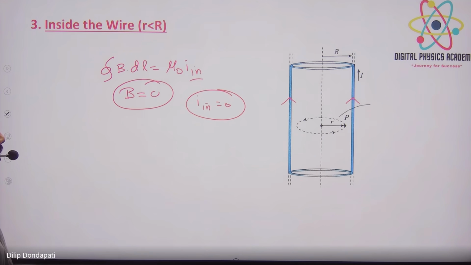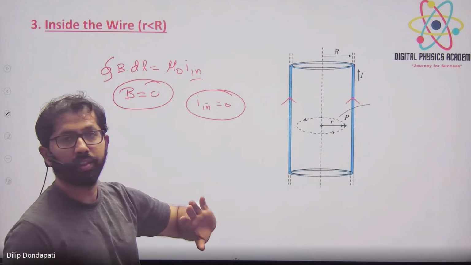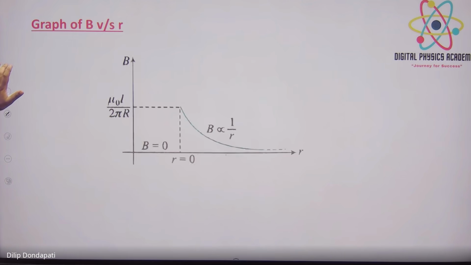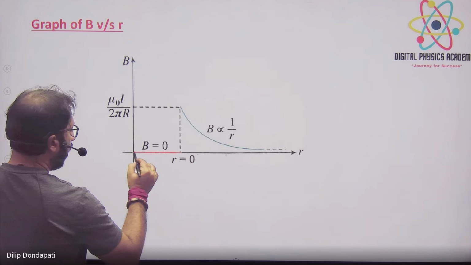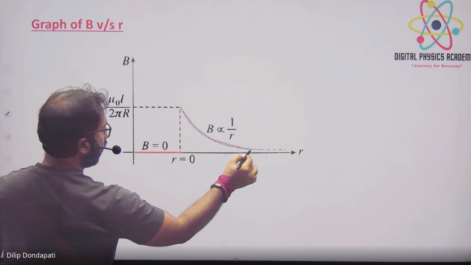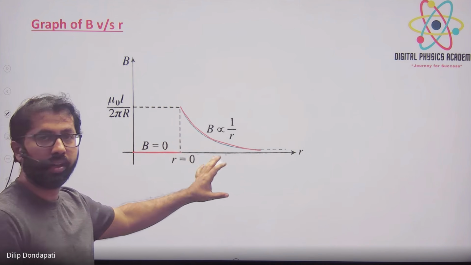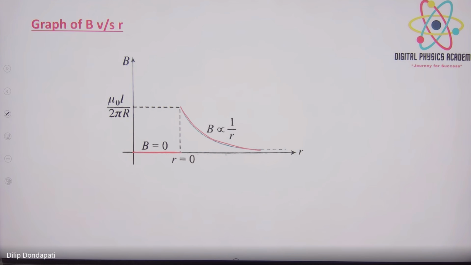Now inside it is 0, on the surface it increases to the maximum, and outside it has an inverse relation. So if I draw the graph, inside is 0, on the surface it is maximum, afterwards outside is an inverse relation. By seeing this you understand it is a hollow cylindrical wire. If they say hollow wire, it is also the same as a cylindrical wire only.